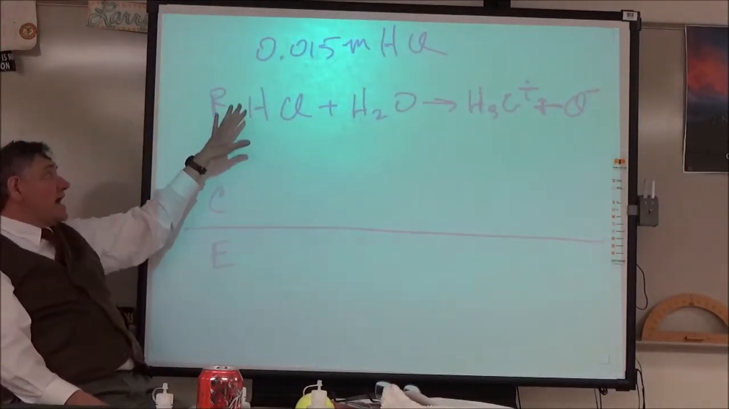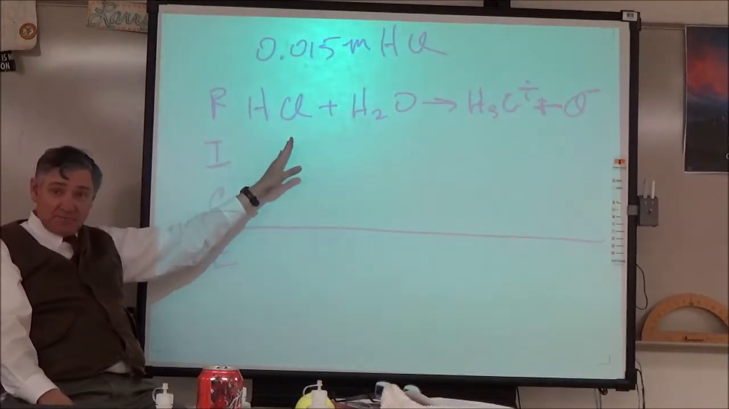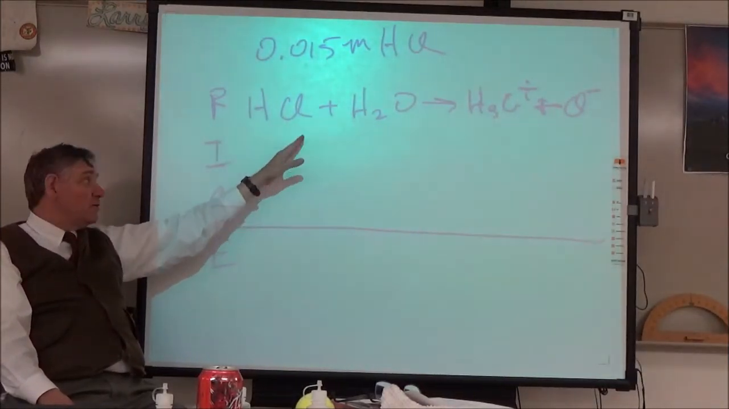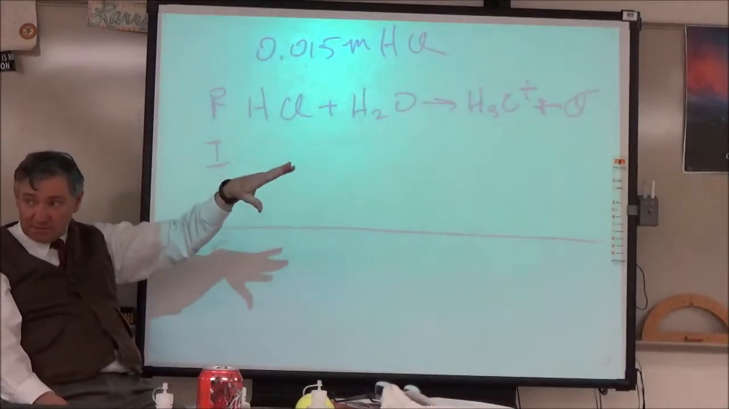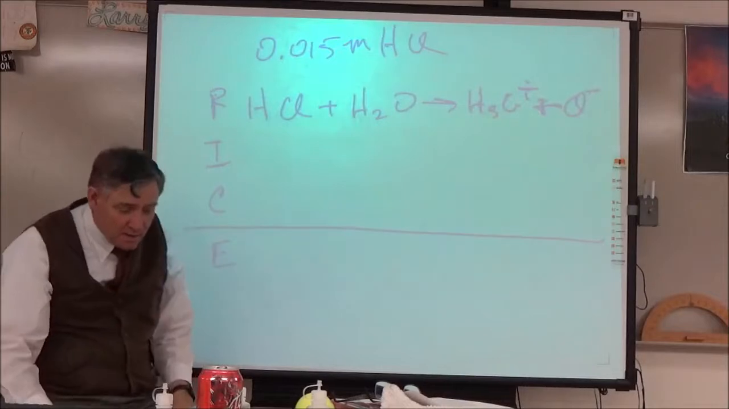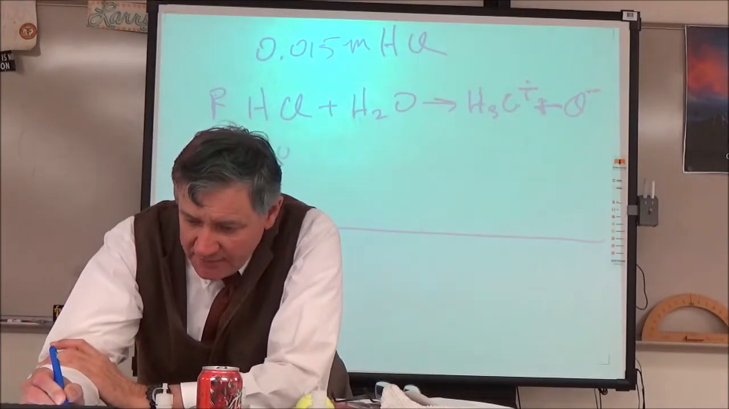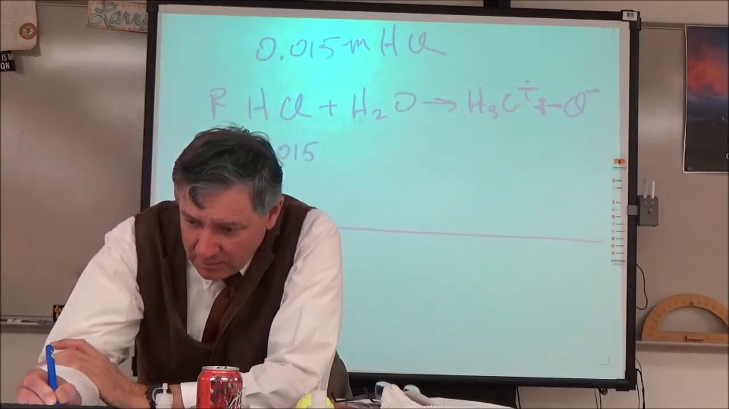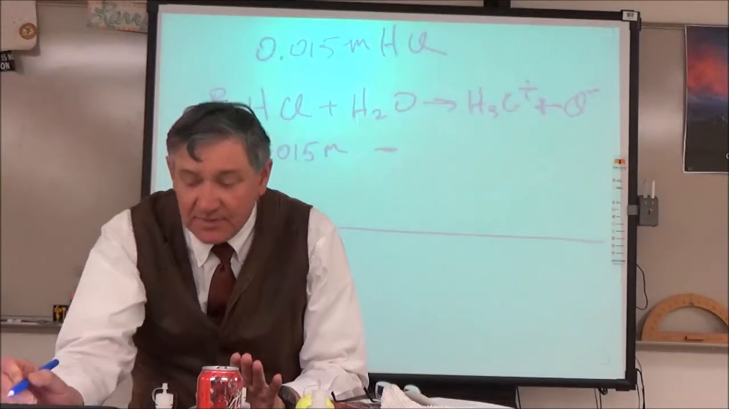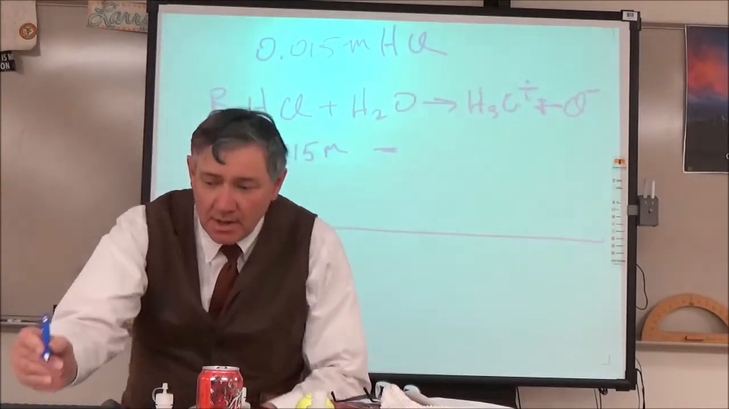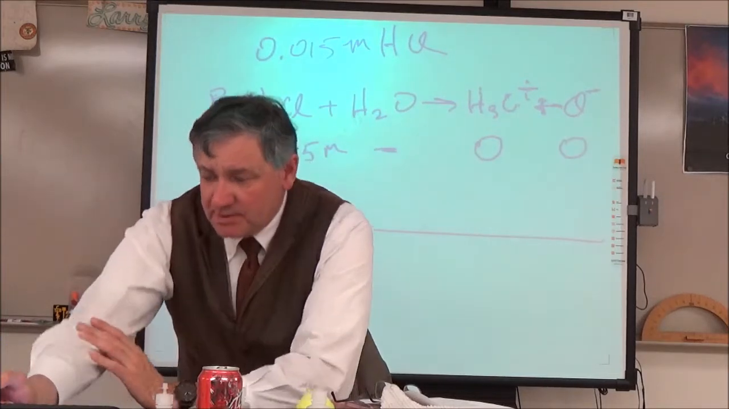So here's the reaction and how we're going to work this problem. Here's what's going to take place. We're going to take HCl, put it in the presence of water, and form hydronium ions and chloride ions. Okay? That's the deal. So initially, this is going to start off at 0.015 molar. I never worry about the concentration of water, so there's nothing there. Don't worry about that. And we're going to assume that everything over here starts at 0.